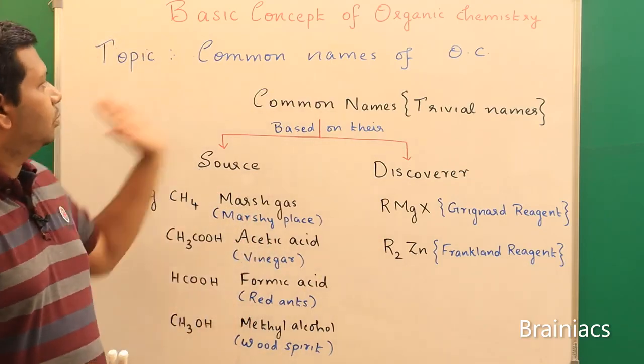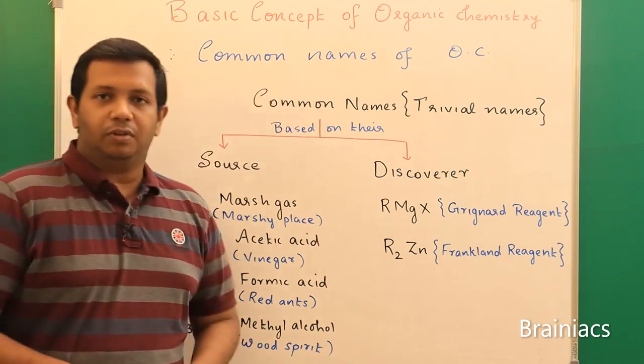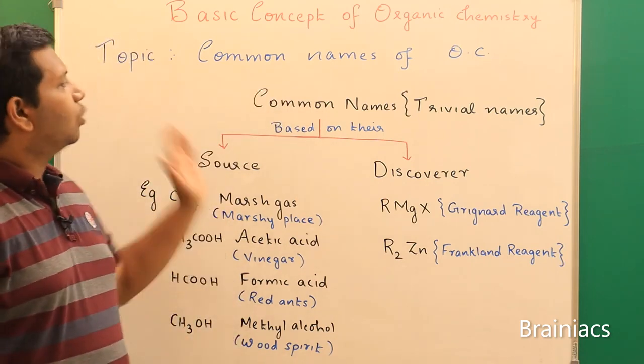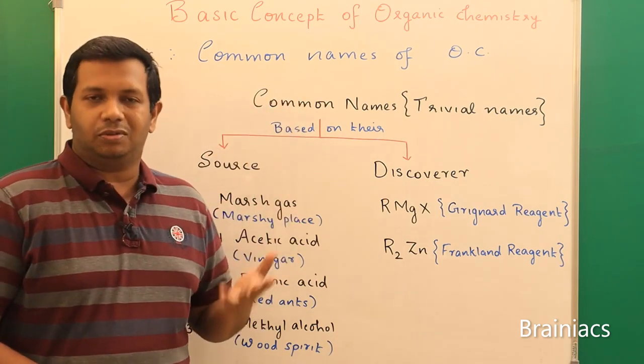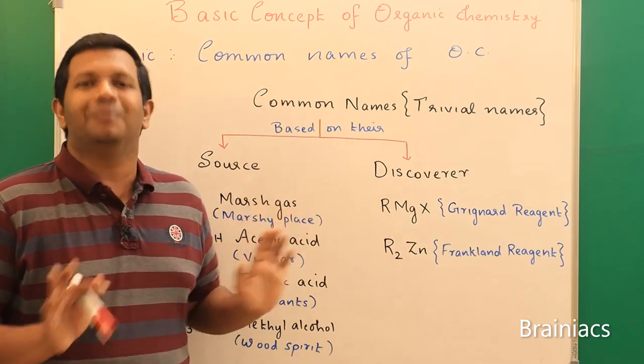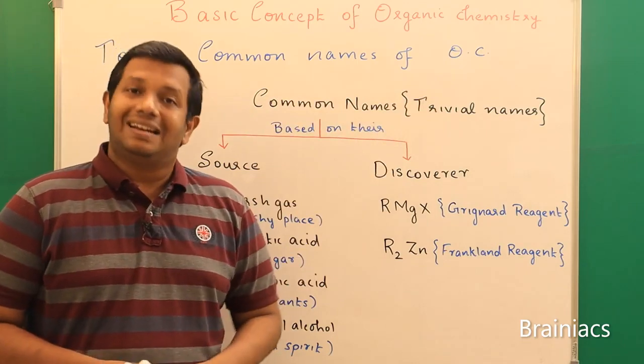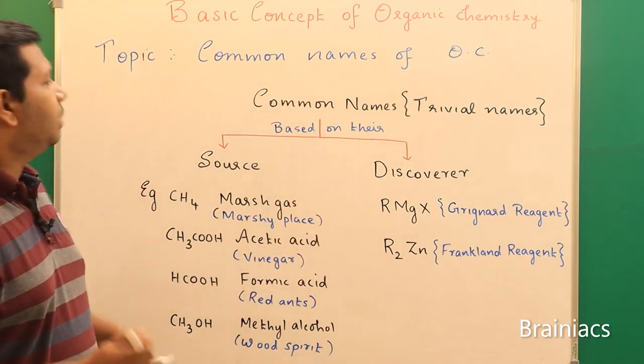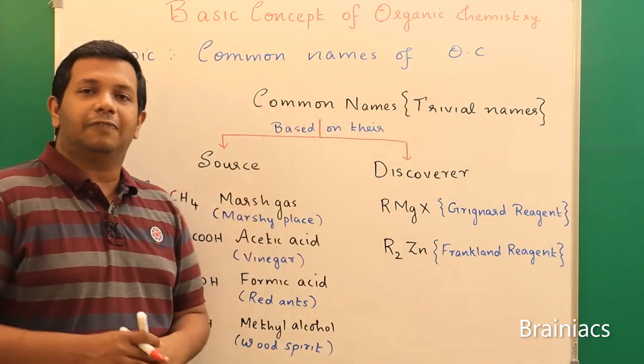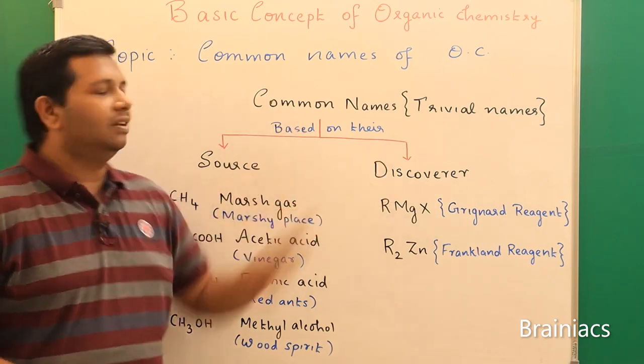That's very important. So coming to the topic, common names of organic compounds. Another name for common names: common means trivial, not very important. From that itself you will understand. So common names are also known as trivial names, and they are basically classified based on their source and discoverer.